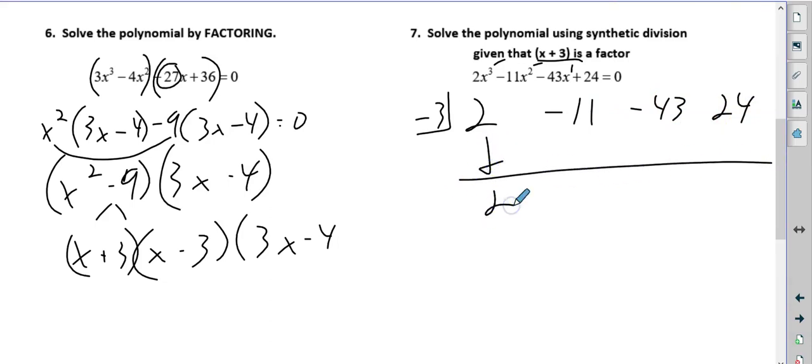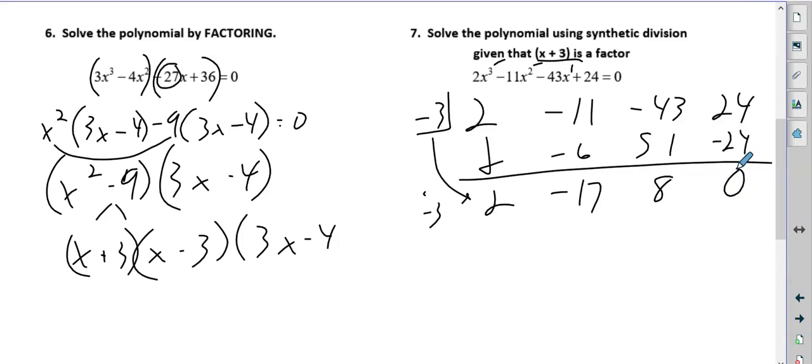Drop the 2 down, multiply by negative 3. Add straight down. That's negative 17. Multiply by negative 3. That's 51. This will be positive. Then minus 43, which is 8. And then multiply by negative 3 and get negative 24, and I get 0. And it should be 0 because it said this was a factor. I started with 3, so that means this is going to be 2x squared minus 17x plus 8.